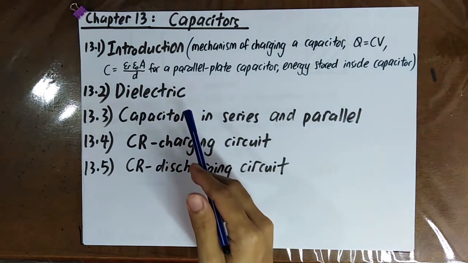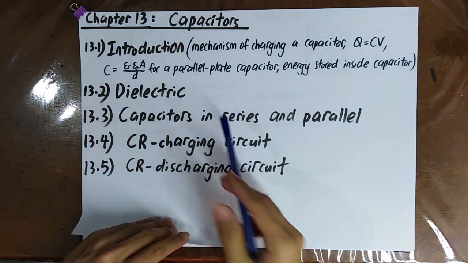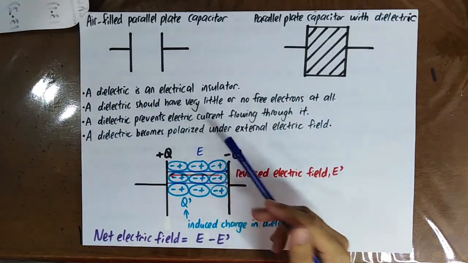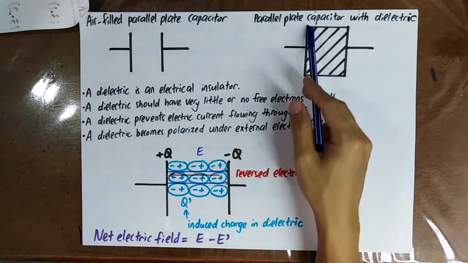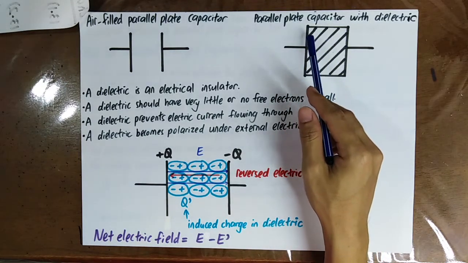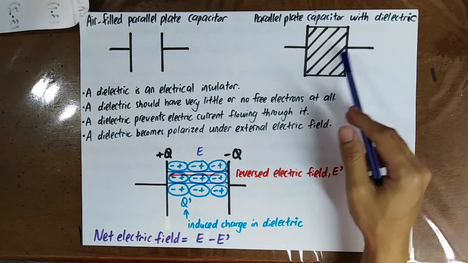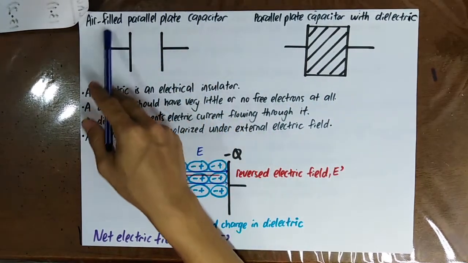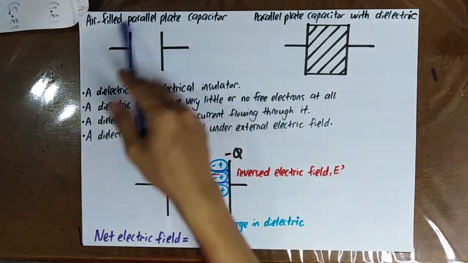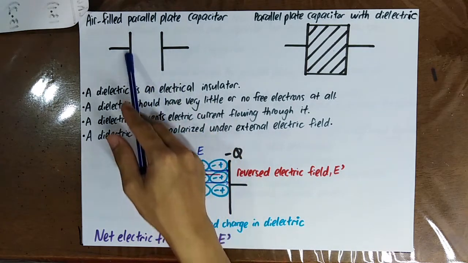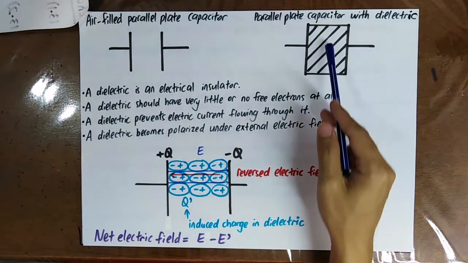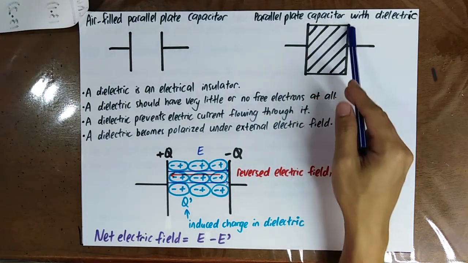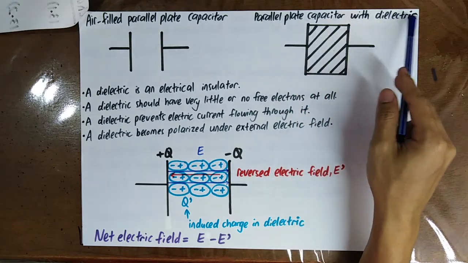Okay, in this video, we'll be talking about the dielectric inside the capacitors. What is a dielectric? A dielectric is a substance that you insert in between the capacitor so that you can increase the capacitance of the capacitor. So for example, this is an air-filled parallel plate capacitor. There's nothing in between the parallel plates. But then you insert something in between the parallel plates. Okay, so this substance is called a dielectric.